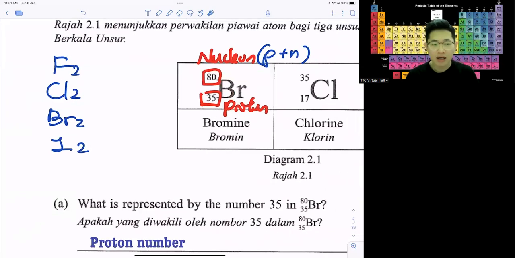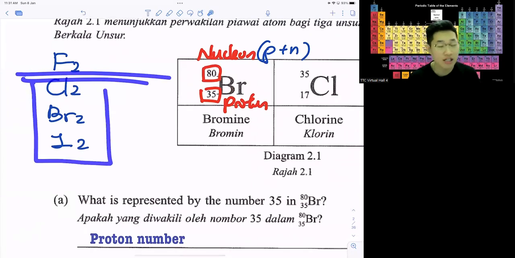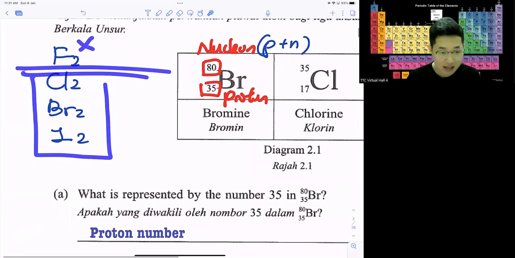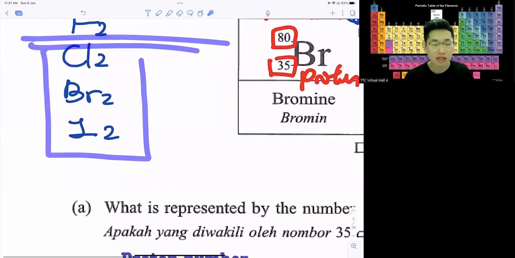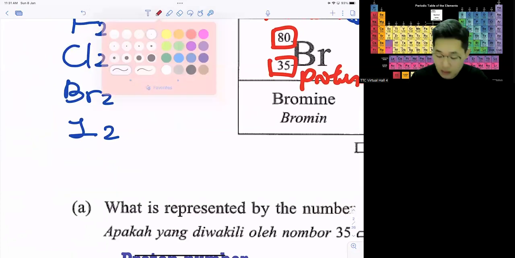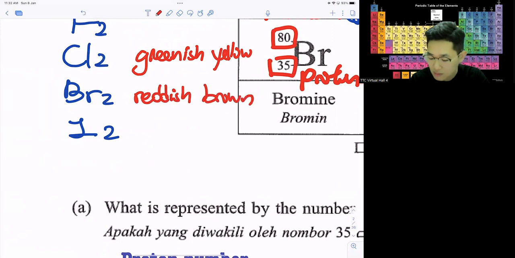So you have to remember the color and physical states of these 3 substances. Okay, usually they don't use fluorine because fluorine is very reactive. Okay, so the ones that are being used in the experiment are usually these 3. Chlorine is greenish yellow. Bromine is reddish brown. And iodine is purplish black.